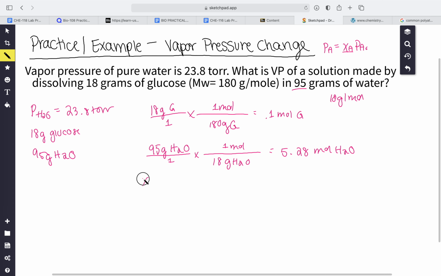Okay, so now, the mole fraction, if we remember from the other videos, is going to be the moles of whatever you're looking for, over the total moles. So we're doing H2O, so it's going to be moles of H2O over the moles of H2O plus the moles of the glucose. So the H2O is 5.28 moles. And then we're going to do 5.28 plus 0.1 mole. Alright, and then we do that on our calculator. It'll be 5.28 divided by 5.38.